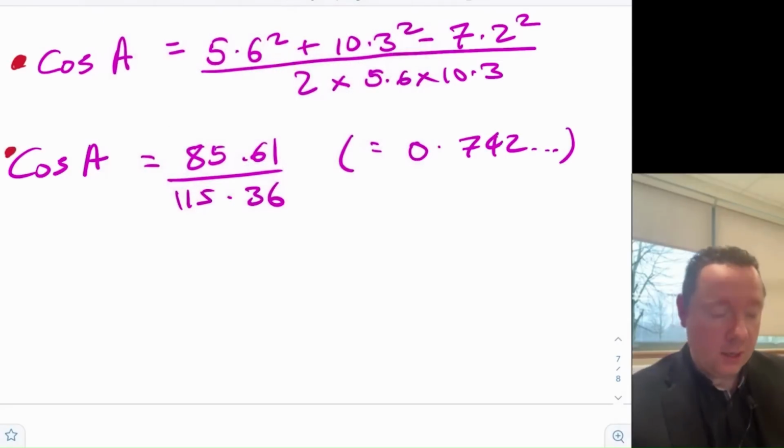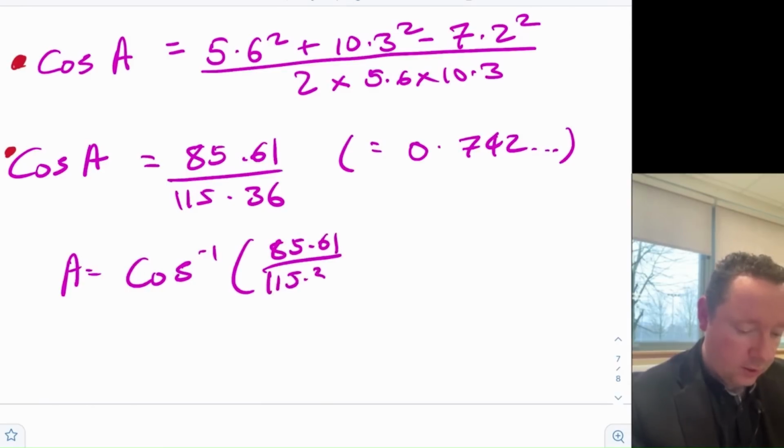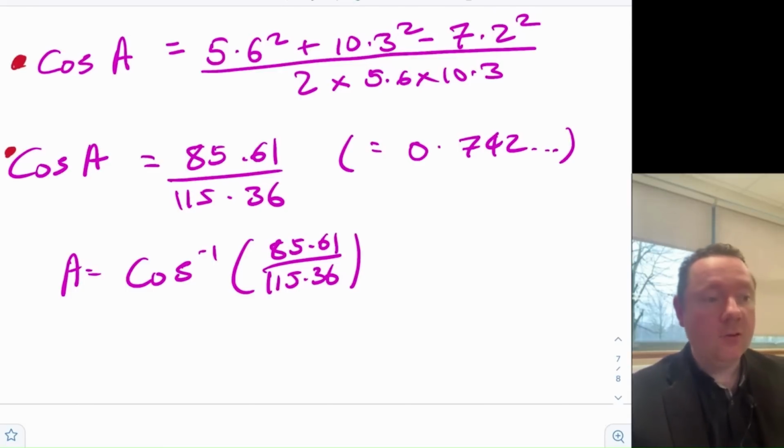Then looking at our third mark, calculating the angle. So A is the inverse cos of 85.61 over 115.36, or the inverse cos of this. And that gives me an angle of 42.008.